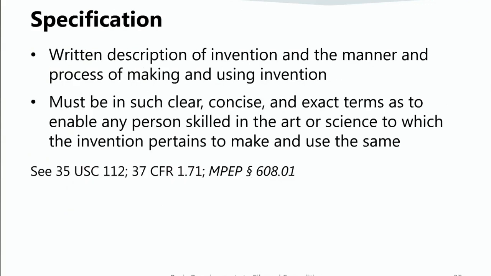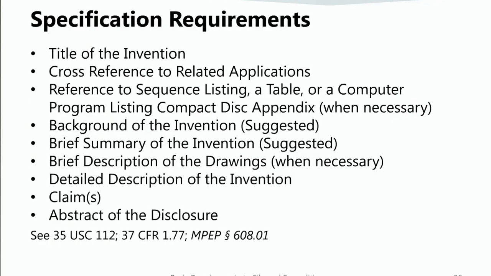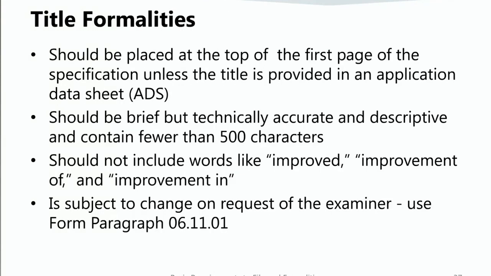These are the requirements for the specification as stated in 35 U.S.C. 112, which will be covered in a separate module. 37 CFR 1.77 sets out the preferred arrangement of specification elements, and the examiner can use Form Paragraph 6.01 to advise applicant of the preferred layout. 37 CFR 1.72 requires applicant to provide a title that is brief but technically accurate and descriptive. A descriptive title assists the public and examiners in more quickly identifying relevant inventions when searching for prior art.